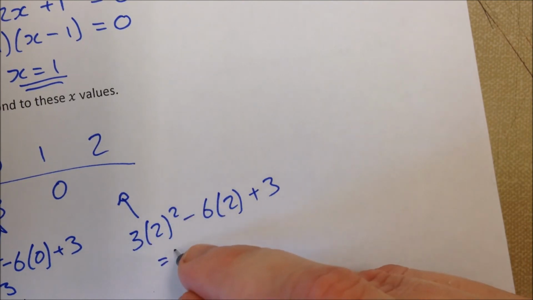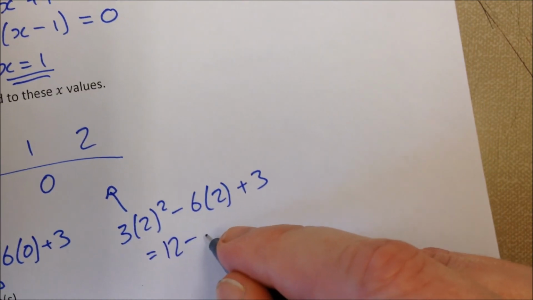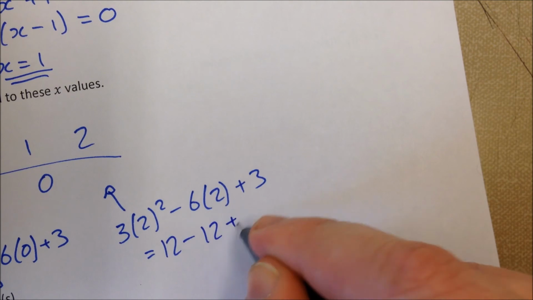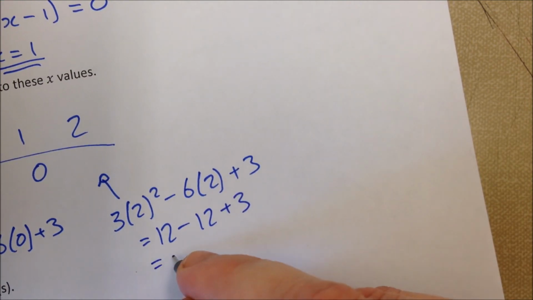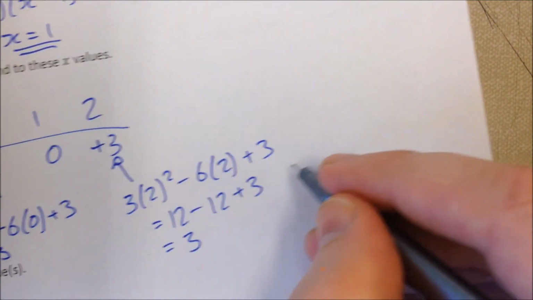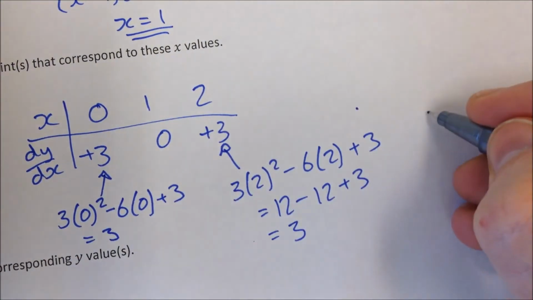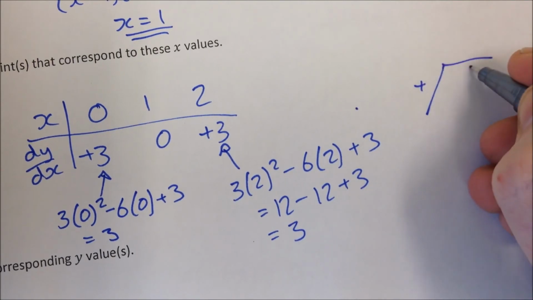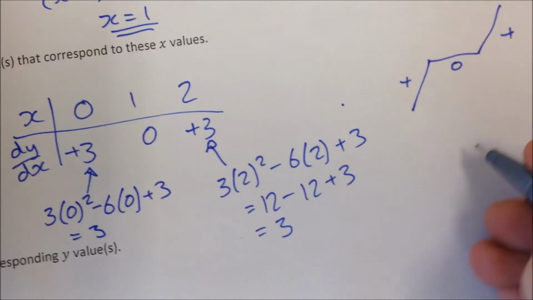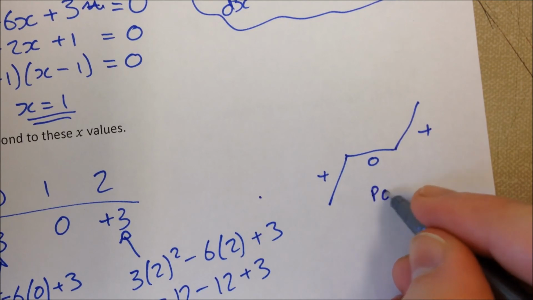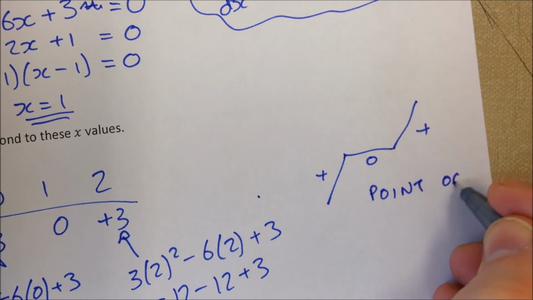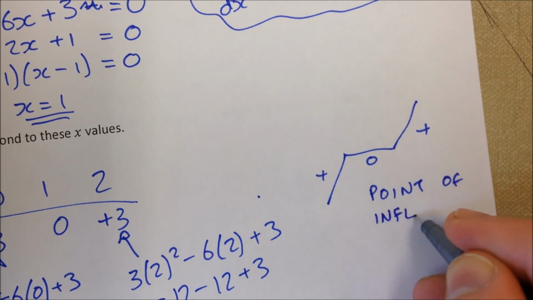3 lots of 4 is 12, take away 6 lots of 2 is 12, plus 3, so that is 12 take away 12 plus 3, that is 3. Positive 3. So this goes positive, 0, positive, positive, 0, positive. This is what we call a point of inflection.